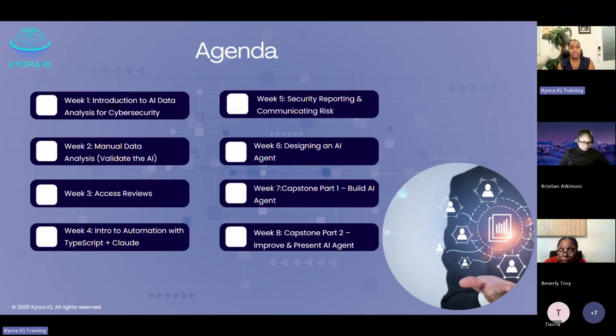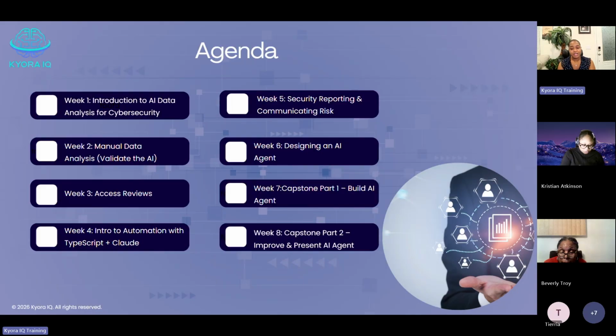Our agenda will be: week one, we're going to do an introduction to AI and data analysis for cybersecurity. So it's going to be light today. It'll be a lot more theory than it will be hands-on, although we will have some hands-on at the end of the class. Week two will cover manual data analysis, so that's where we'll validate the data in Excel.